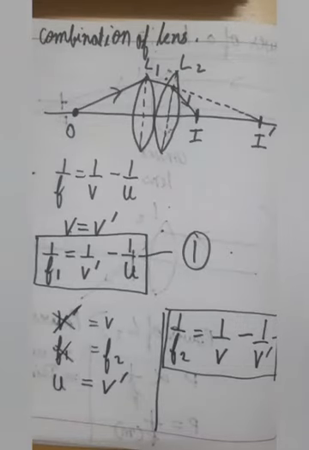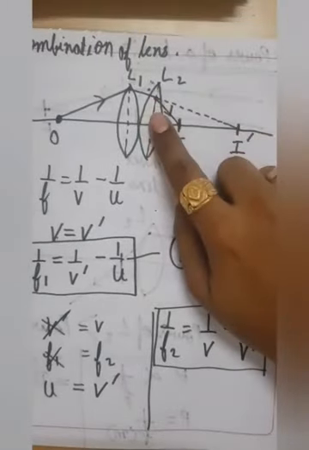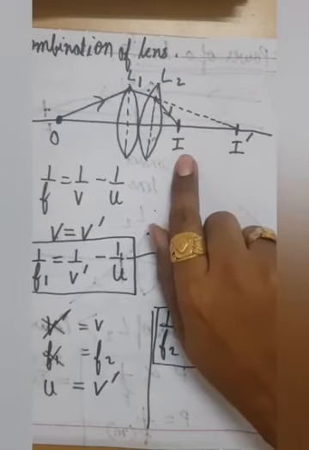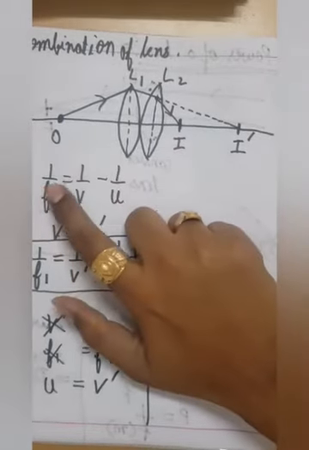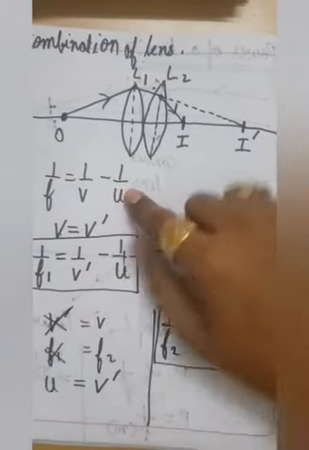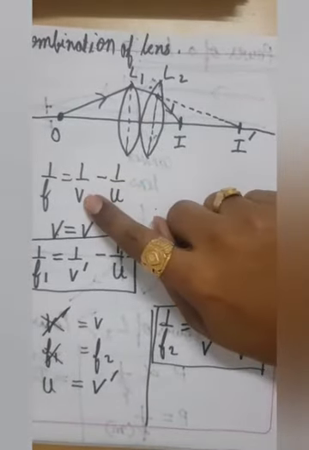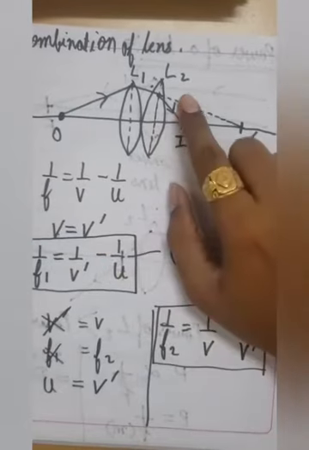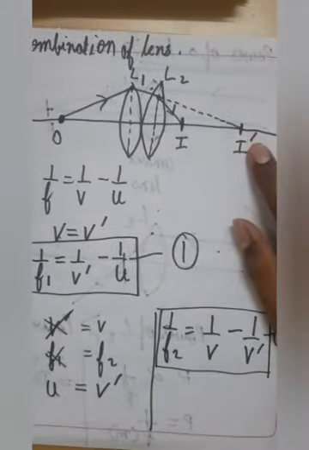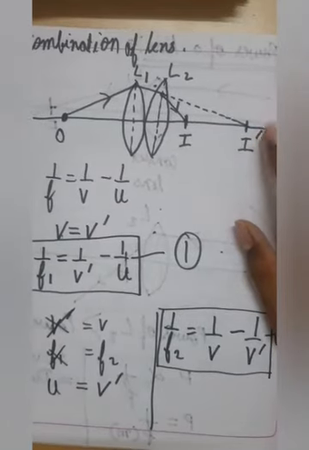Now let us talk about the combination of lens as well. So I have taken two lens over here. The first lens converges the light ray, but the second lens further converges it till I. For lens L1, the expression that I have used is 1 upon f is equal to 1 upon v minus 1 upon u. But here the value of v would be v dash, because if we do not consider L2, we consider only L1, then the light ray is passing through I dash. The image is formed at I dash.